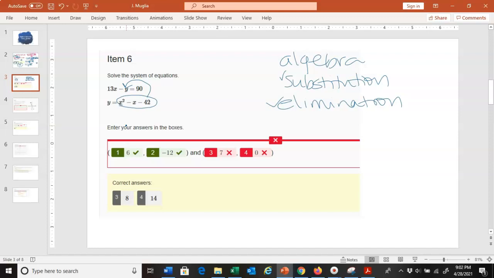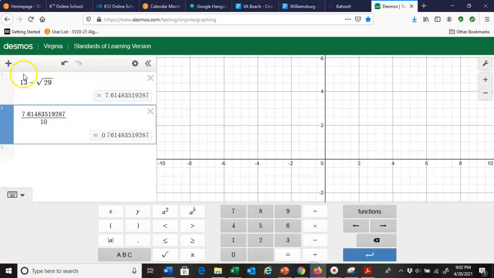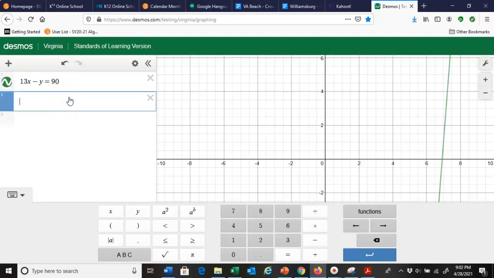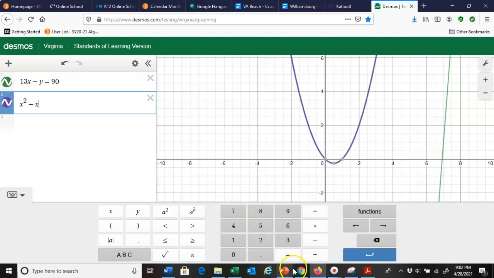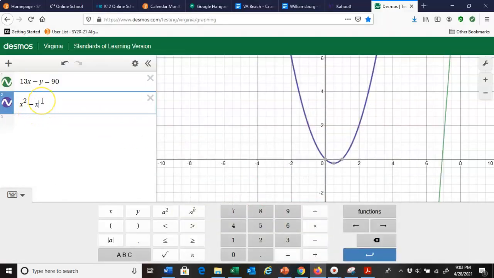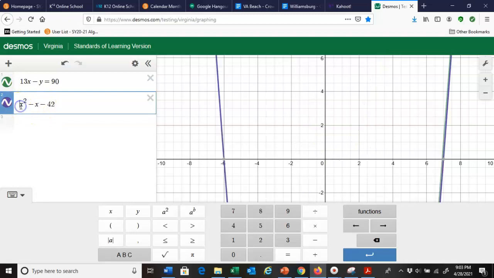Let's look at the solution. So we're going to graph this on the Desmos graphing calculator. And you can type it in exactly as you saw it. 13x minus y equals 90. And y equals x squared minus x minus 42. You don't really have to put y equals when it's already solved for y, but you can. It'll be the same thing.